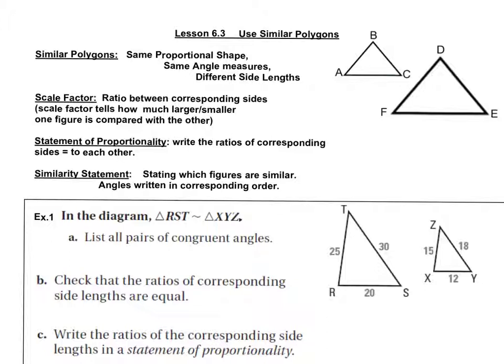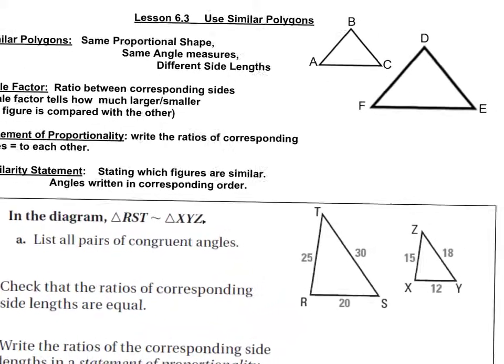So, similar shapes have a scale factor. They have a ratio between corresponding sides. The scale factor tells how much larger or smaller one figure is with the other. So, let's say this big one is twice as big as the small one. Well, the scale factor would either be 2 to 1, or if you were going the other way, 1 to 2. The statement of proportionality, this is just where you write the ratios of corresponding sides. We'll do that down below. And then lastly, the similarity statement. This is where we can say two triangles are similar.